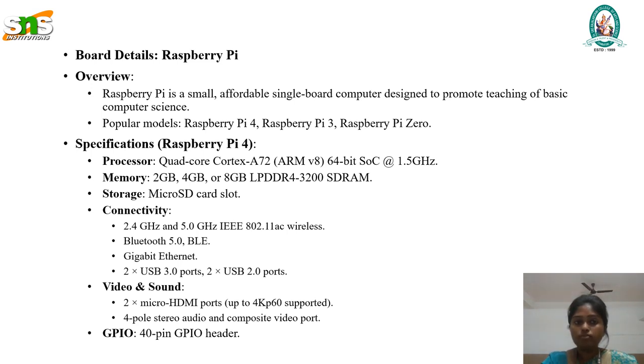And now the board details: Raspberry Pi. Already we know what Arduino is, and the second one is Raspberry Pi. Raspberry Pi is a small, affordable single board computer designed for prototyping and teaching basic computer science. There are Raspberry Pi 4, Raspberry Pi 3 and Raspberry Pi Zero. These are versions of Raspberry Pi.